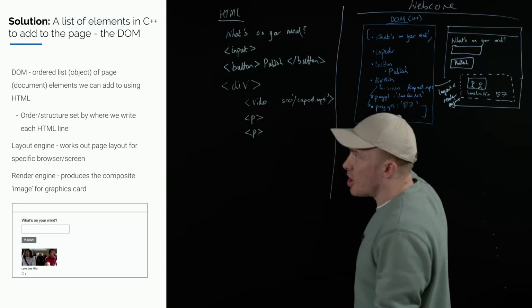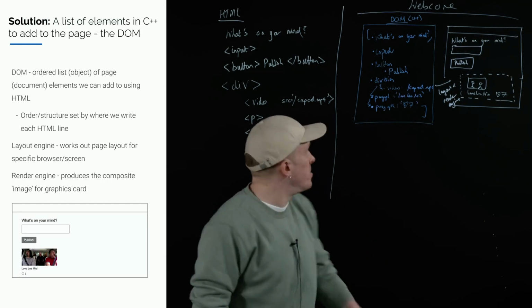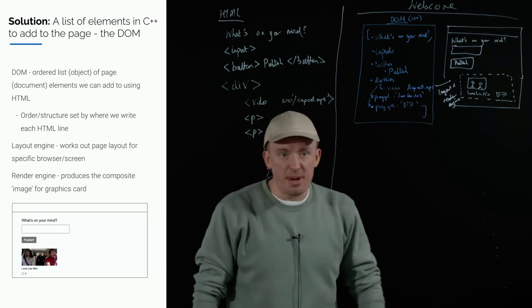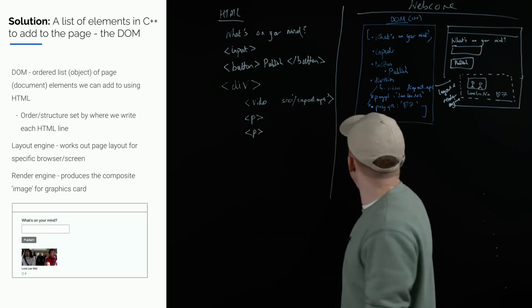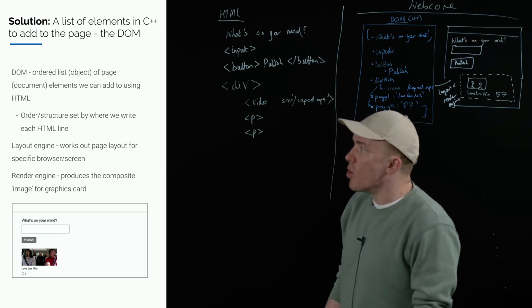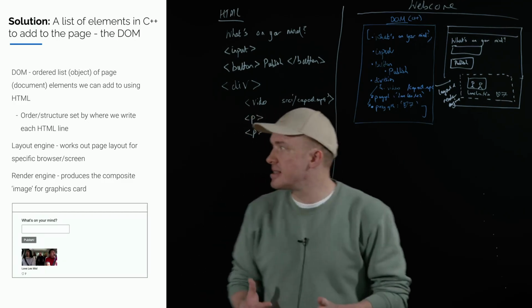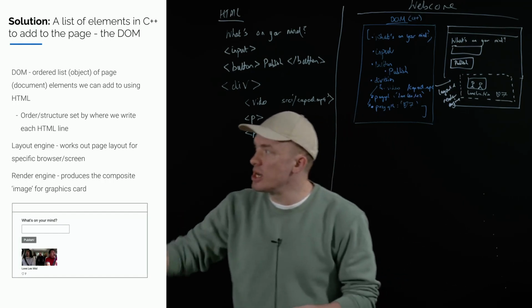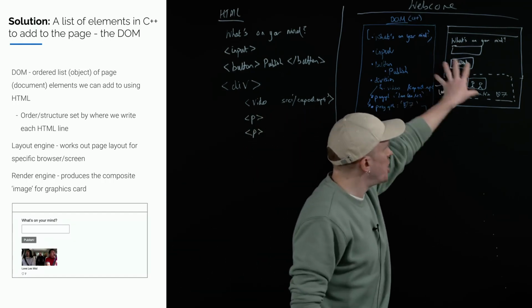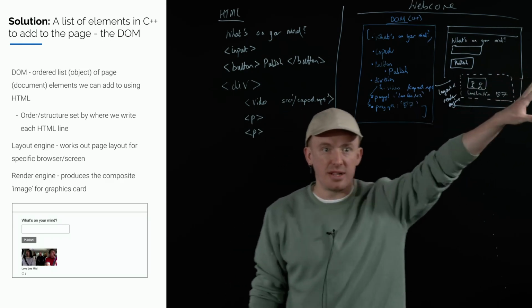Technically, it's an object of page, document, the technical term for the web page elements that we can add to using HTML. The order and structure is set by where we write each line of HTML. And that is such a blessing. The layout engine then works out the exact structure given the pixels or the device type.